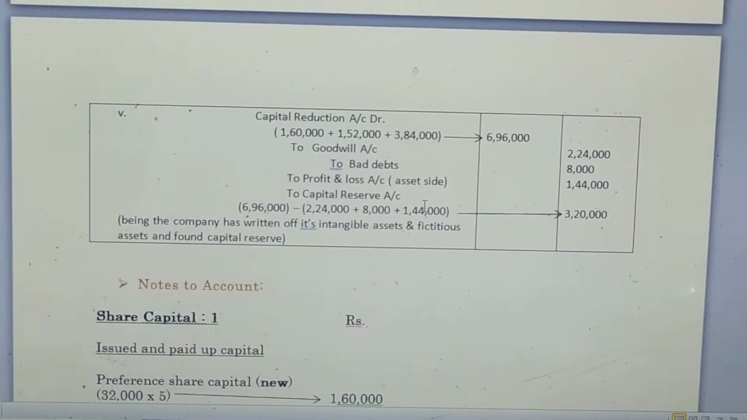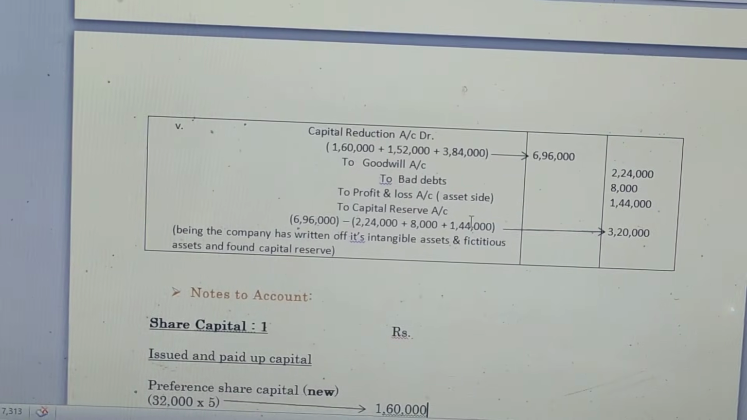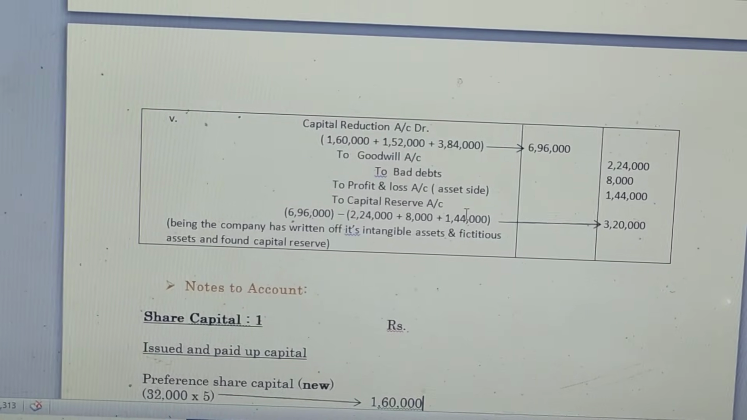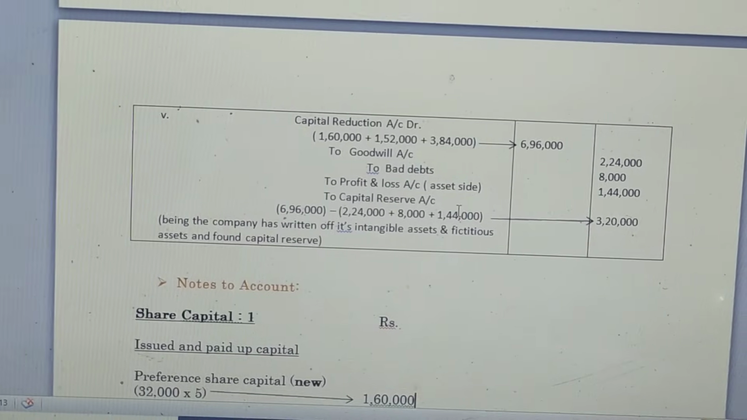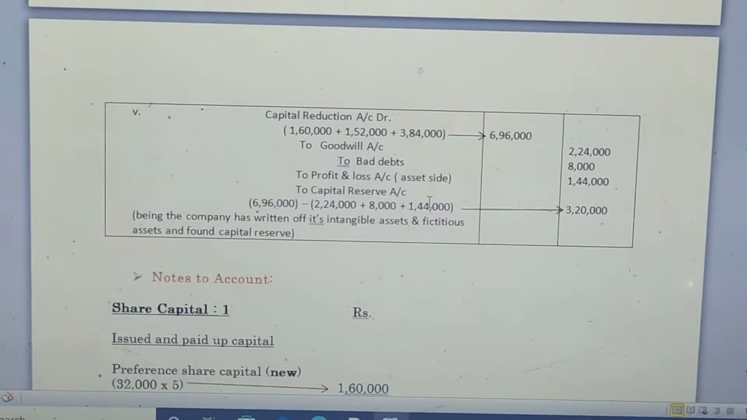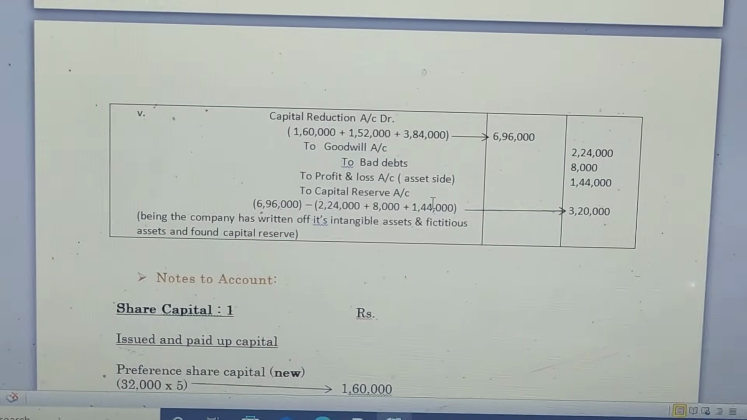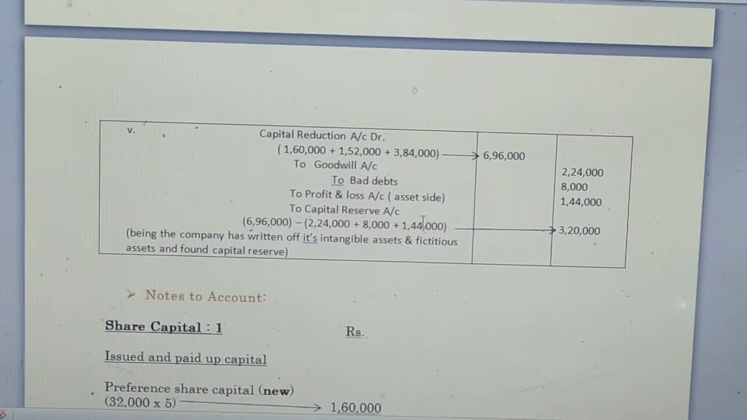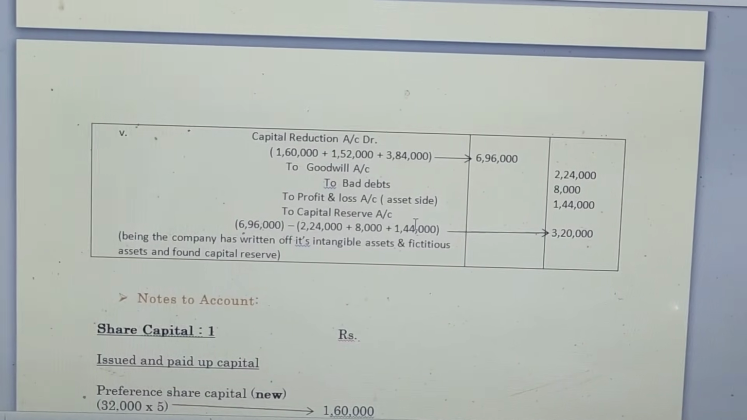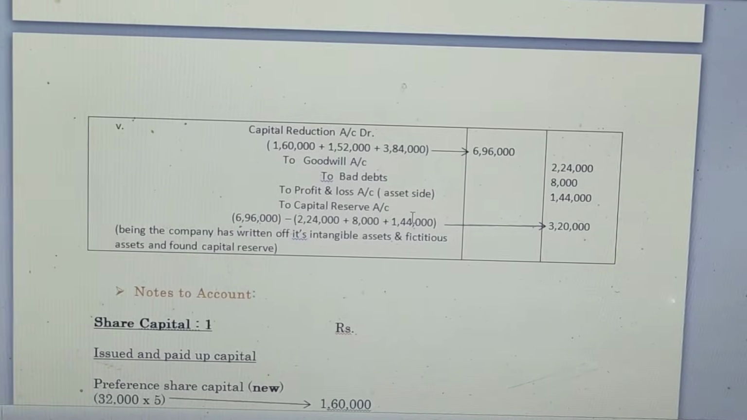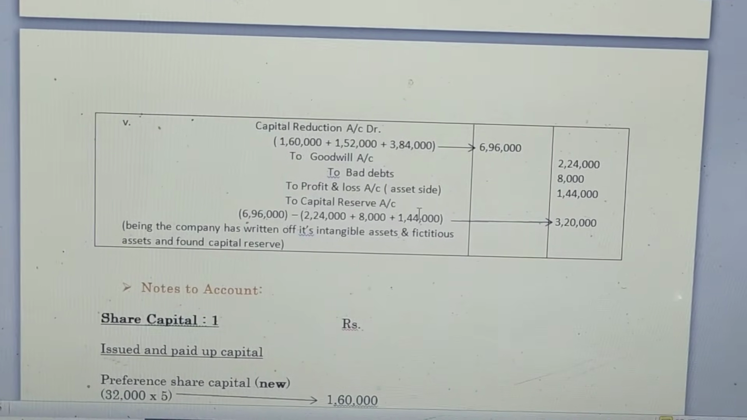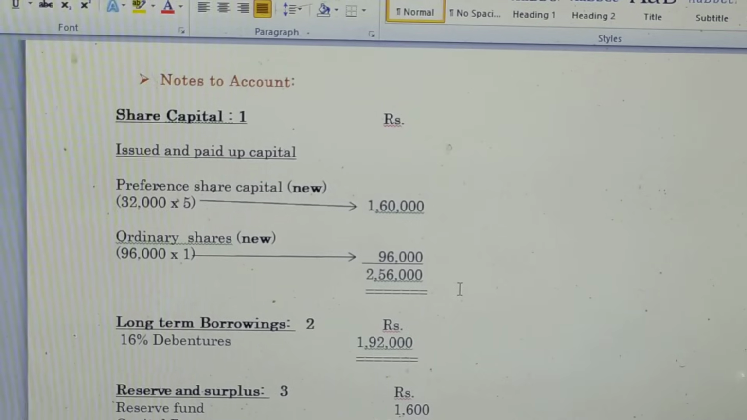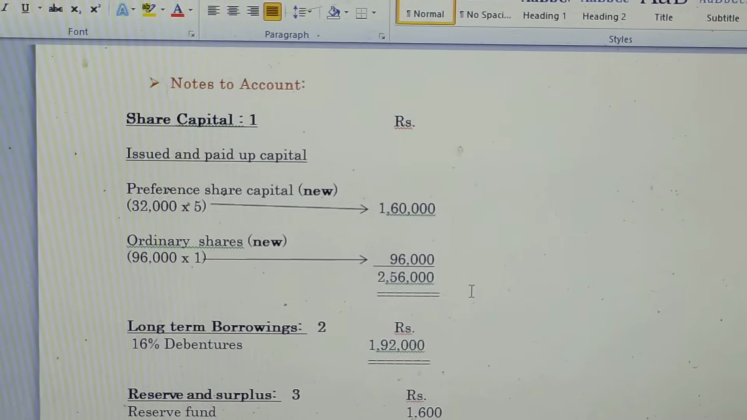In narration, the company has written off its intangible assets and fixed assets, and also we found the capital reserve amount. Intangible assets are goodwill, copyrights, patent rights, and industrial design rights. Fixed assets are preliminary expenditure, profit and loss account in the asset side, underwriting commission, discount on issue of shares, discount on issue of debentures. And then we are going to find the notes to accounts for preparing the balance sheet.